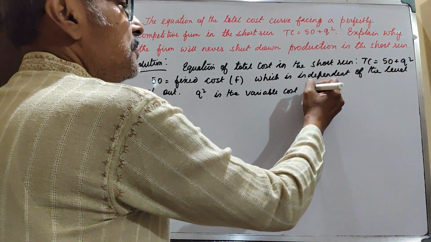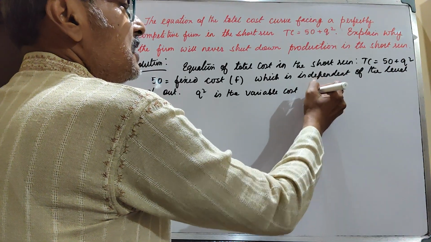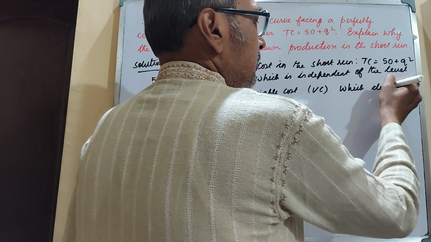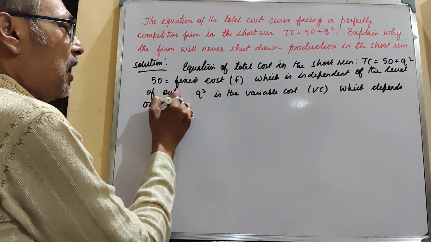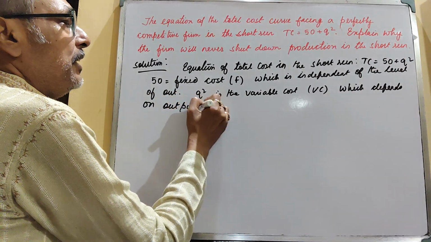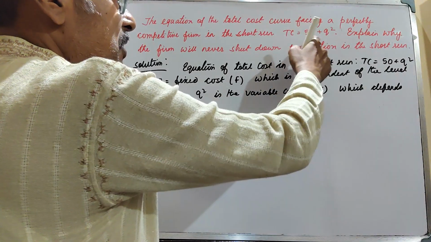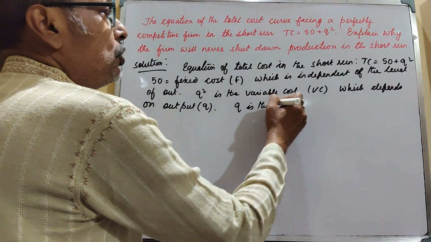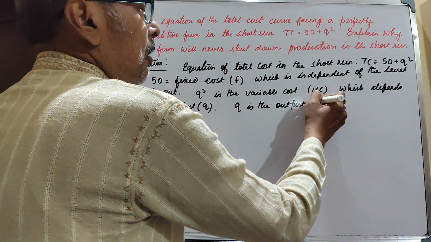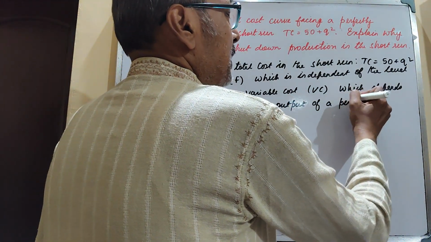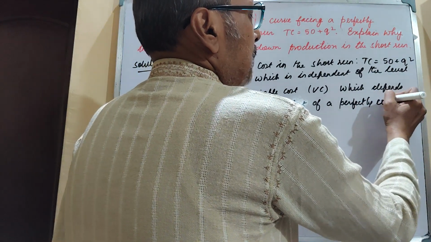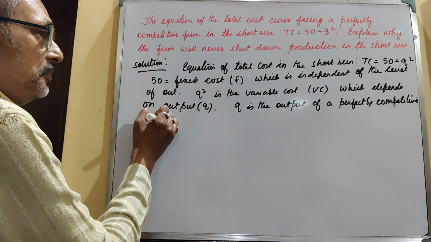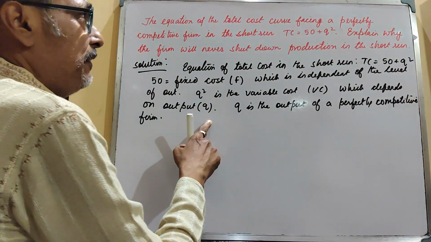Output is denoted by Q. This is the firm's total cost function and Q is the output of the firm, the output of a perfectly competitive firm.